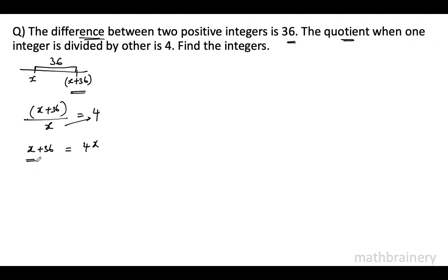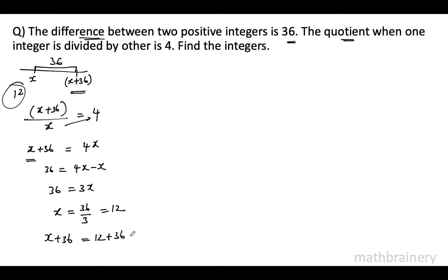Let me now transpose this x to the right side. You get 36 is equal to 4x minus x. So 36 is equal to 3x. So what is x now? 36 divided by 3, which is 12. That means the smaller number is 12. Then what is the bigger number? That is x plus 36, which is 12 plus 36, which is 48. So the bigger number is 48.